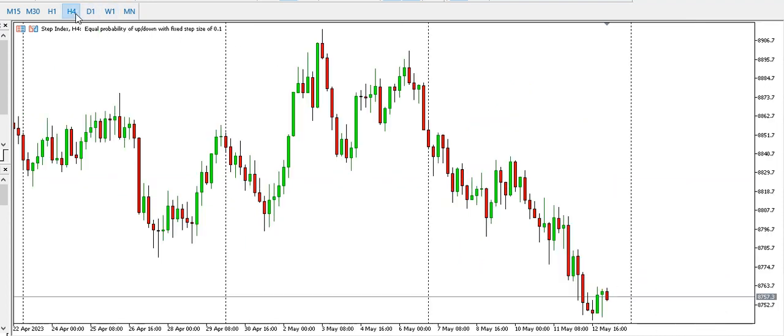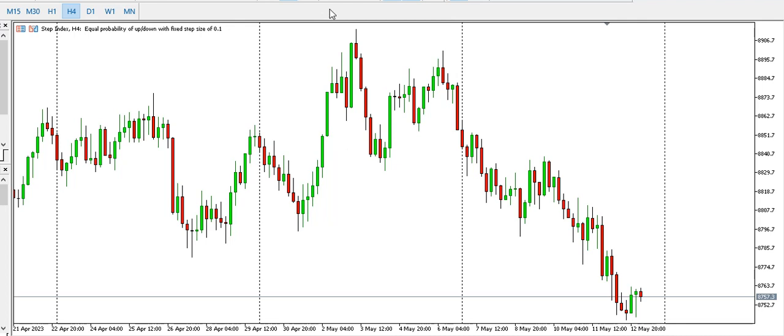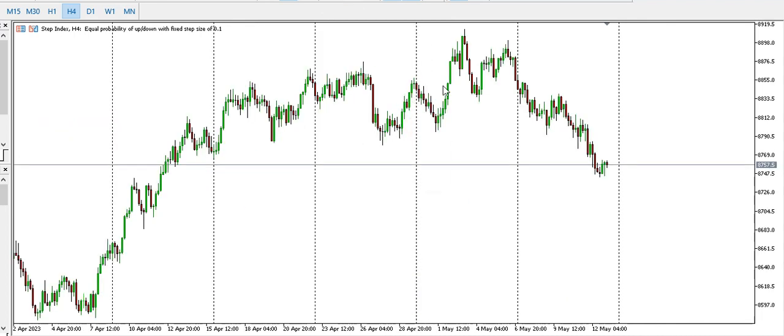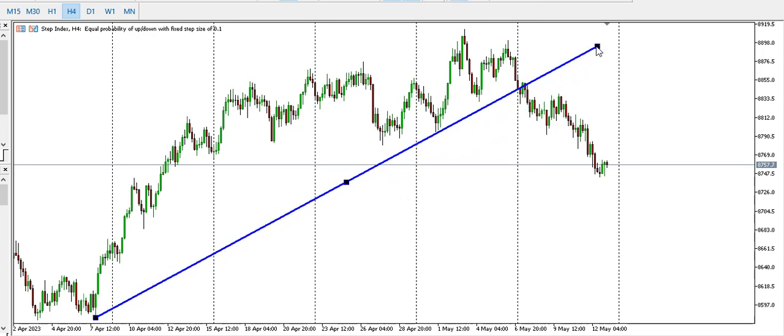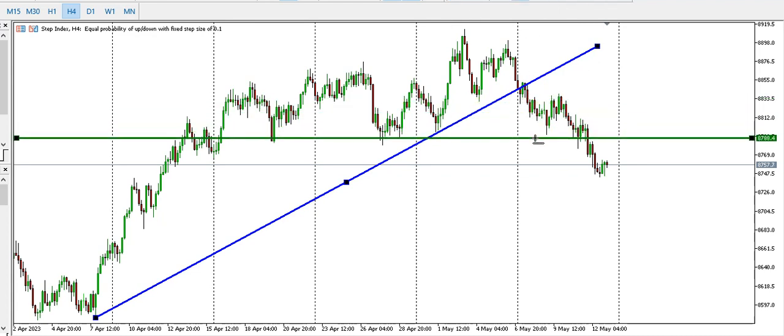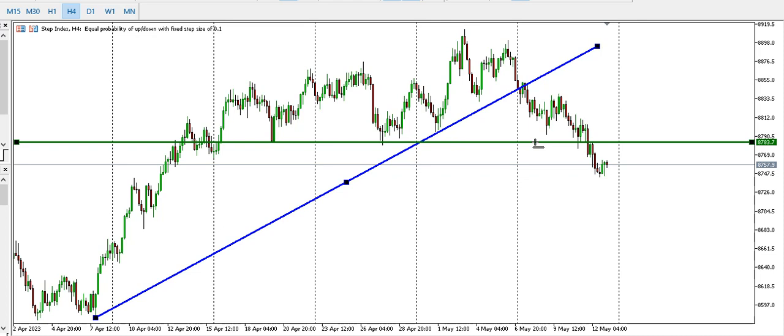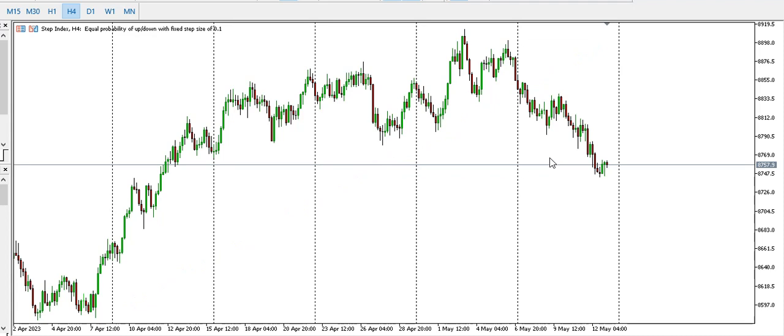Let's look at the 4 hour time frame, step index. Looking at the 4 hour time frame, you can see price was initially going up until we had a change of character, where it was confirmed that price is going down. So you might look for selling opportunities. But now it's the 4 hour time frame, might be a long time sell.